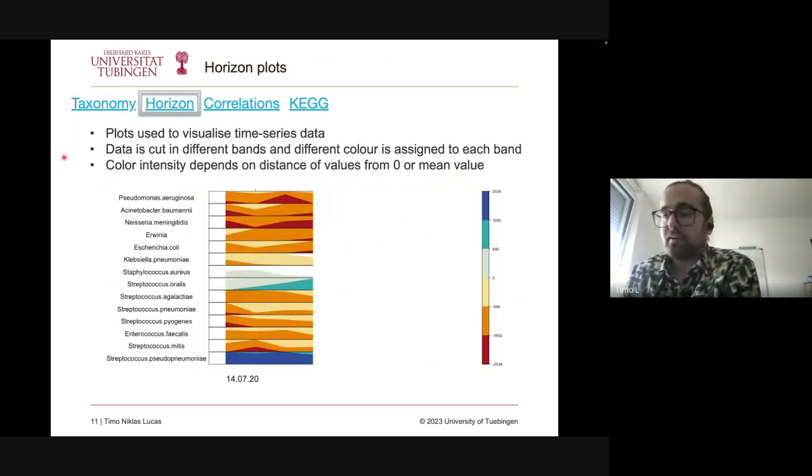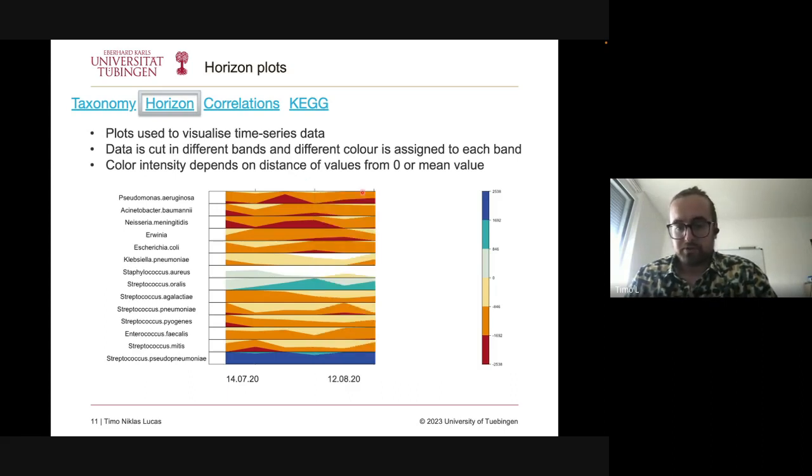What could be more interesting is if you sequence, say, on a daily or weekly basis, then you want to quickly see how your taxonomy is changing. So I implemented something called a horizon plot. This is a plot that is used in time series data analysis, so we can use it to visualize time series data. The data is cut into different bands, and we have these different colors, like here red and blue, yellow, depending on how far your values are deviating from the mean. So what does this mean?